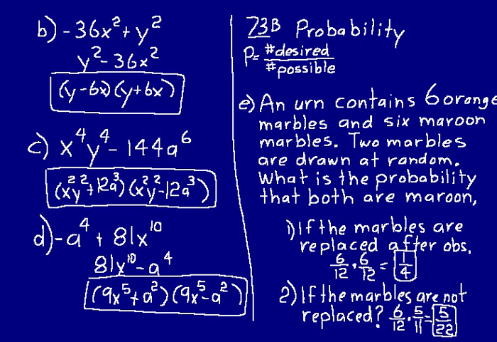So the important thing to remember on these problems where you don't have replacement is that you need to change your desired outcomes as well as your possible outcomes. Make sure you change both of those when you have a problem where there is no replacement, where you take something away and don't put it back in, and you need to calculate the probability for another event after you've taken something out.